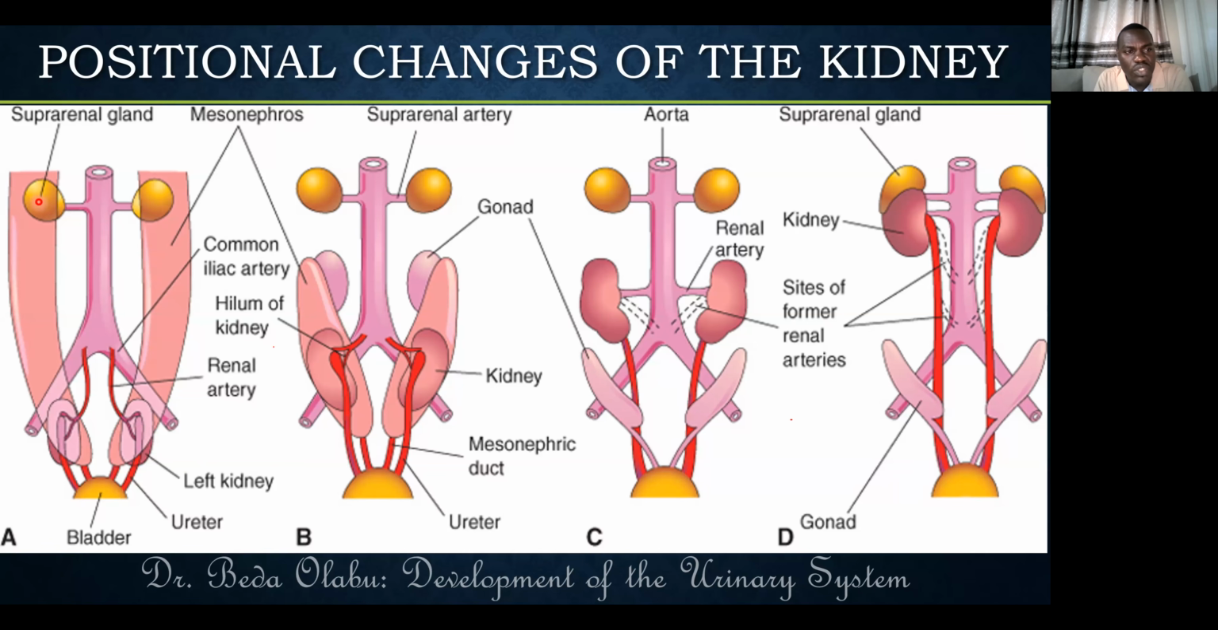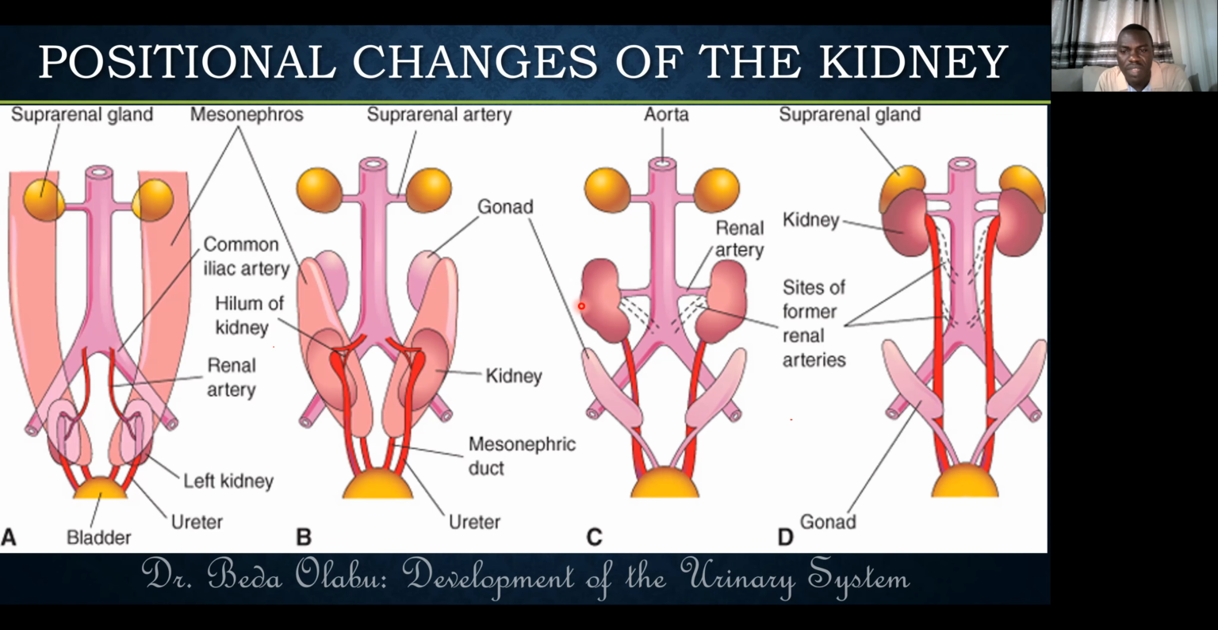These yellow things show you the location of the suprarenal gland in the fetus. That is where they are initially. The kidneys are the ones which migrate upwards to join them. So you can see at this point, the kidneys are here. At this point, the kidneys are moving. At this point, the kidneys have reached somewhere there. And here, the kidneys have reached up.